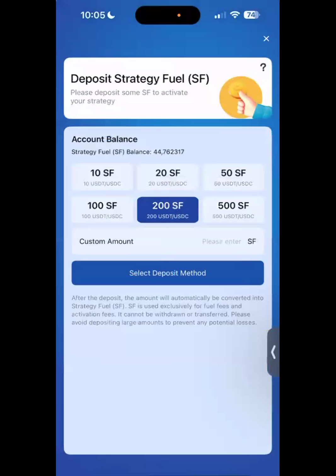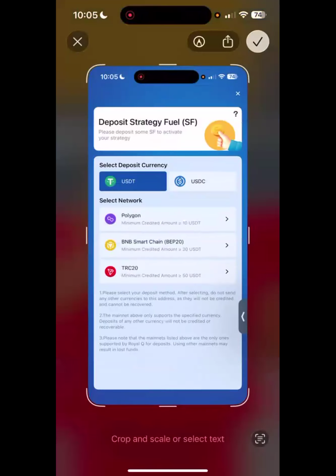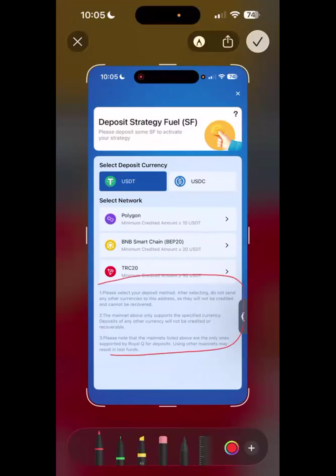Because let's say, for instance, you mistakenly deposited your trading capital plus fuel fee plus activation fee. I'm sorry, it's gone. It's not RoyalQ's fault. They gave you one notification. Then there is another piece of information telling us to make sure whatever you select, you are depositing that. Let's say you have USDC, you tapped USDT and you deposited, you would lose those funds. It has nothing to do with RoyalQ. It has something to do with you. You didn't take your time to read and understand what you are doing.